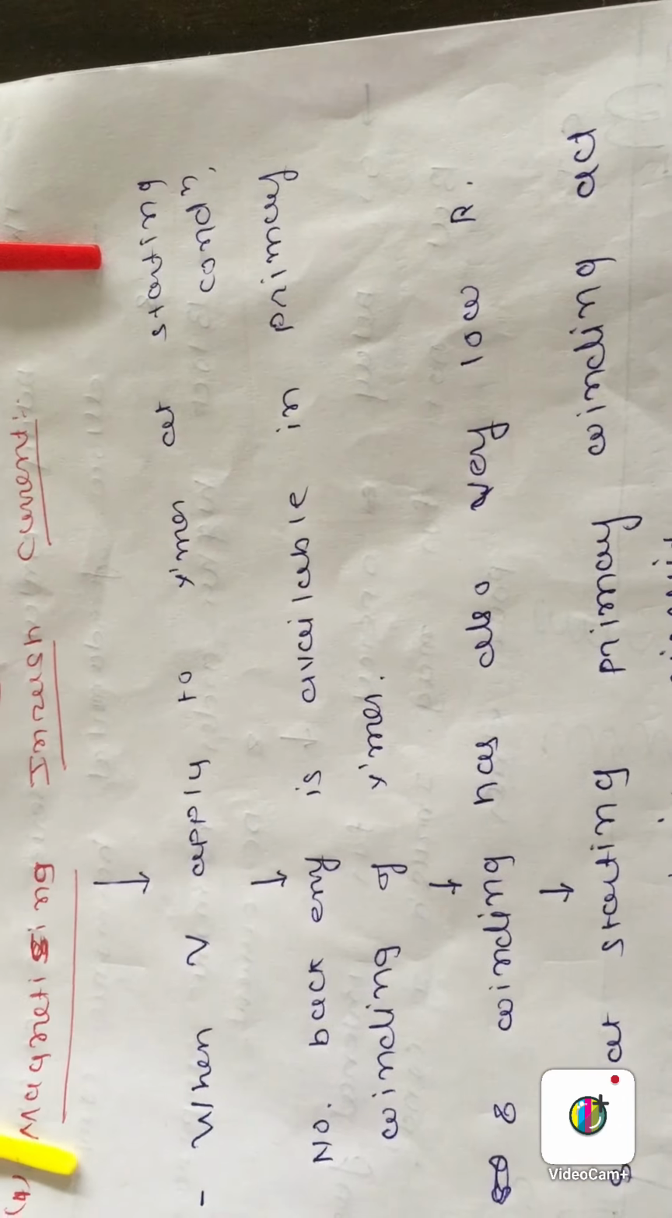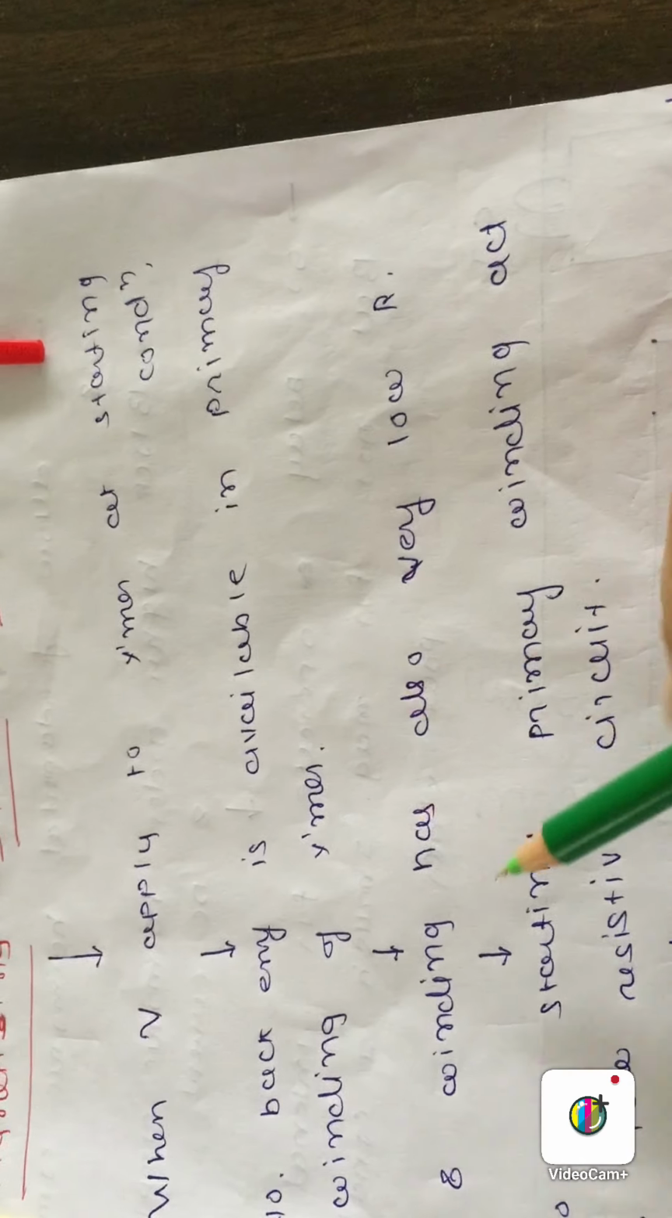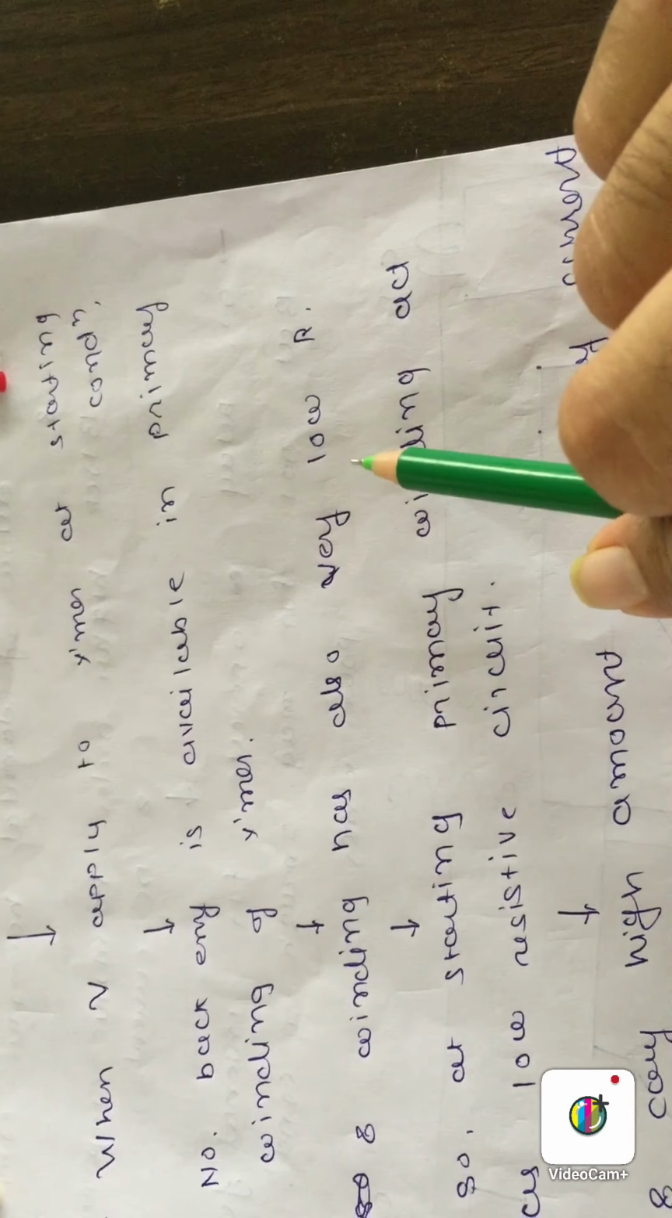Then the problem occurs with magnetizing inrush current. First of all you have to know what the magnetizing inrush current is. When we switch on the transformer at starting, no back EMF is available in the transformer winding. Due to the non-availability of that back EMF in the winding, it will behave as a very low resistive circuit.